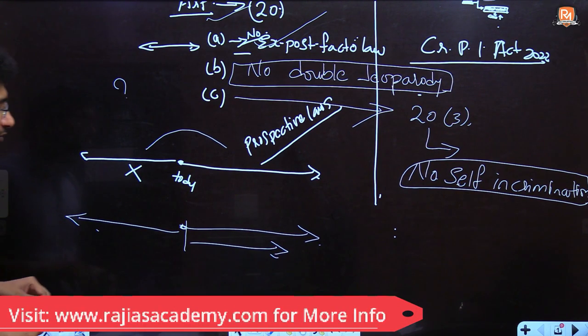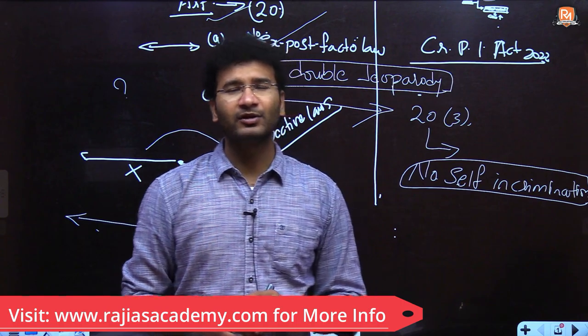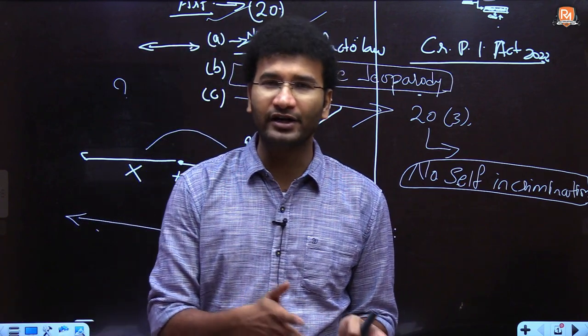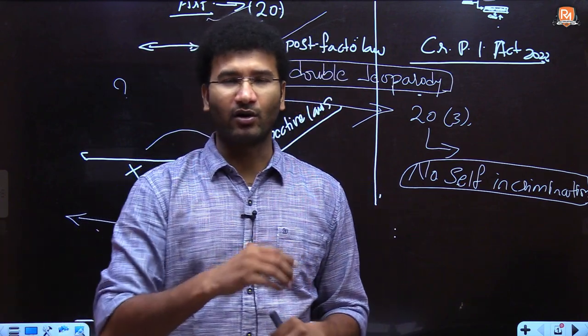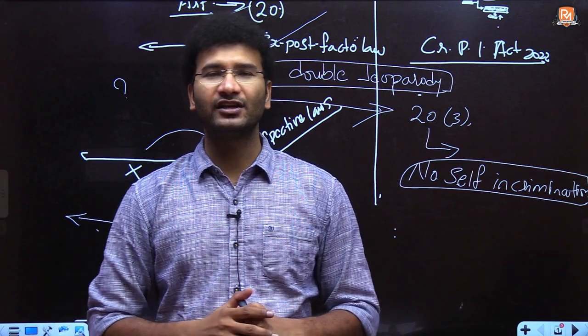Now, these are some of the provisions which have been talked about in the Criminal Procedure Identification Act, which has already been established on August 24th and it is provisionally running.